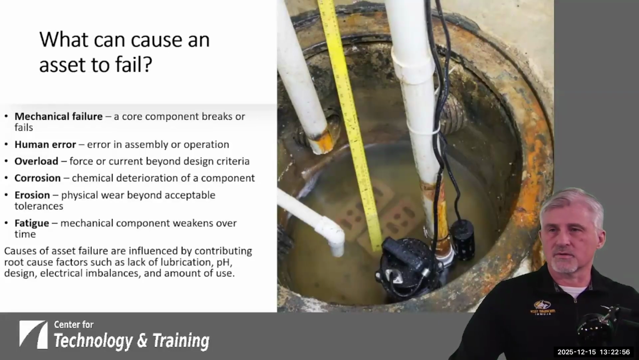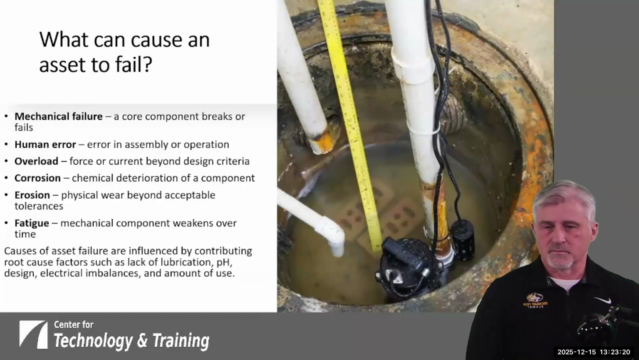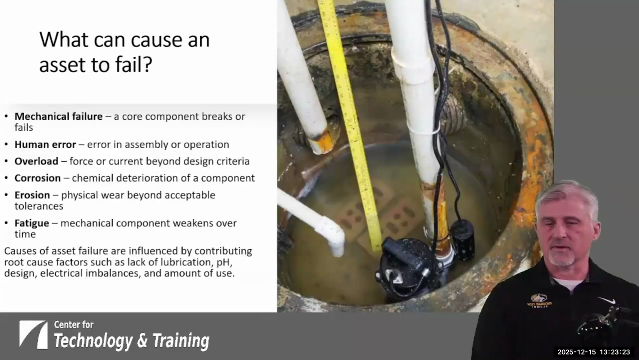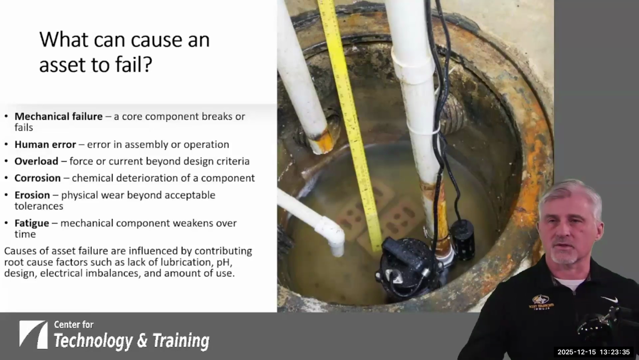Corrosion. We talked about corrosion of the sewer pipes. That component becomes deteriorated through chemicals. Erosion is when the asset becomes worn away. Fatigue is when it weakens over time and ends up breaking. And there are a lot of different things that can influence asset failure. For mechanical components, we could have a lack of lubrication. pH can affect a lot of different components or assets. How it was designed, electrical issues, how much we use it. There are several different things.